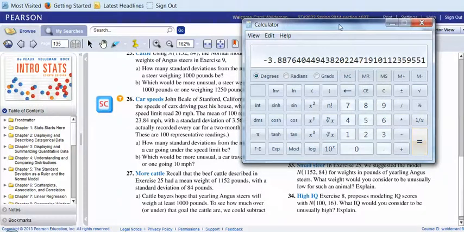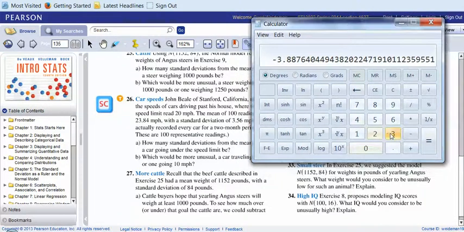And then the other car they asked about was a car going 34, so let's find the z-score for that. 34 minus 23.84, and divide by the standard deviation. And this car is 2.8685. So we can see, based on the z-scores, that the car actually going 10 miles per hour is more unusual.